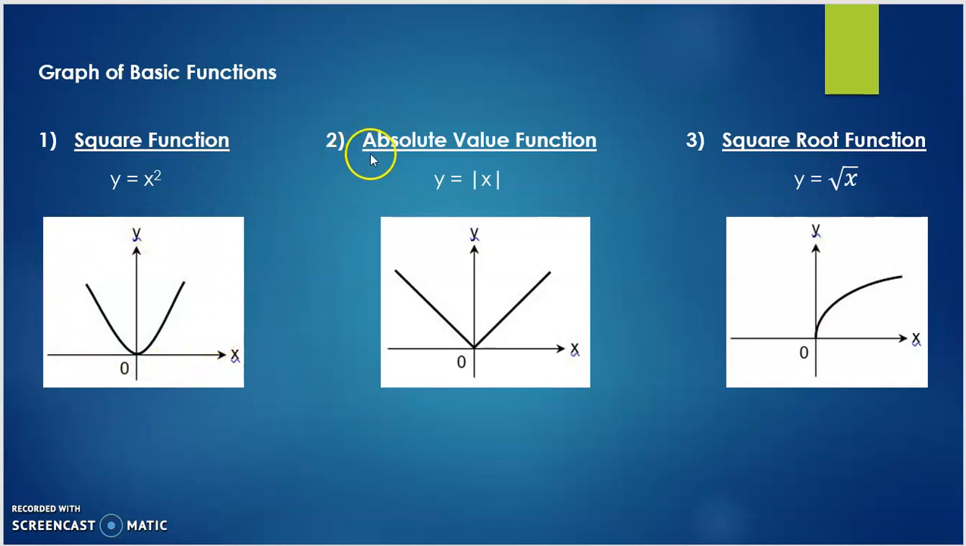The second graph is the absolute value function, or y equals modulus of x. The graph is in the V shape. And finally, the square root function, y equals square root of x. And this is the graph of y equals square root of x. From these basic functions, we will expand to other functions by using transformation techniques.